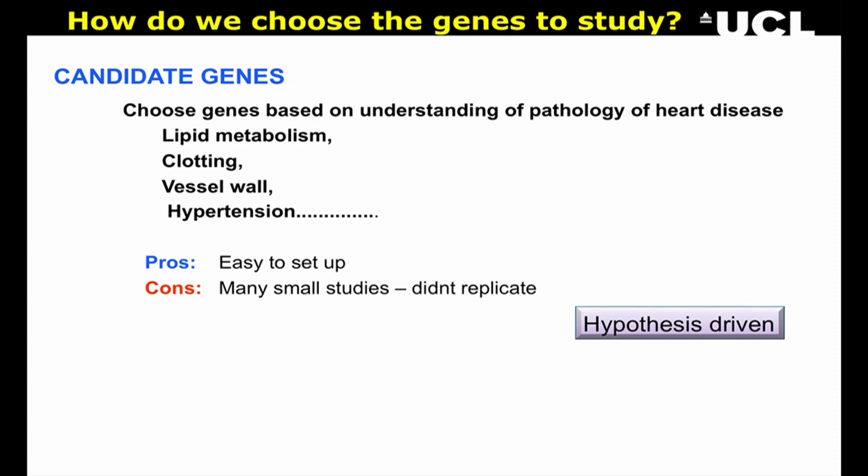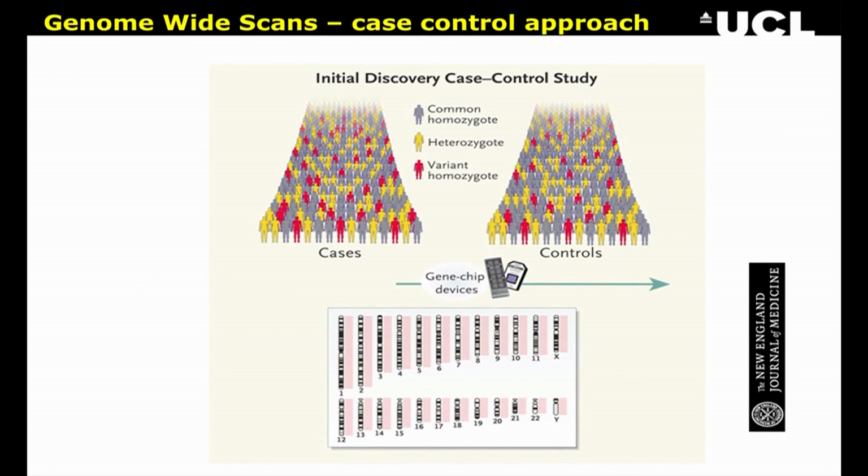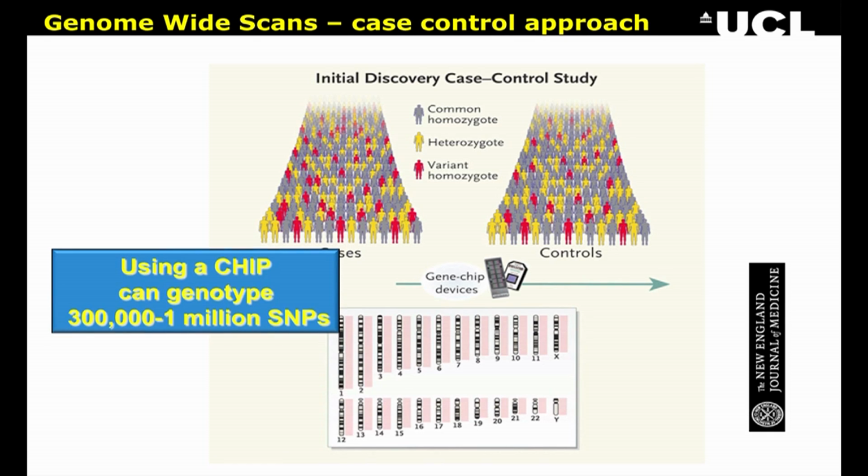How do we choose the genes to study? Well, clearly, because of what we know about the pathology, we can think of genes involved in lipid metabolism, clotting, hypertension, and we can start looking at these. And these were very easy studies to set up, but most of them were underpowered. There were too many, because we were limited by the technology. It took us months to look at 200 patients and 200 controls, and many of the results didn't stand up to the test of time.